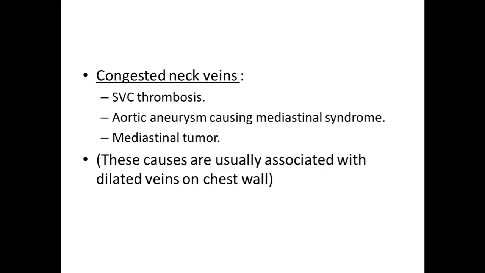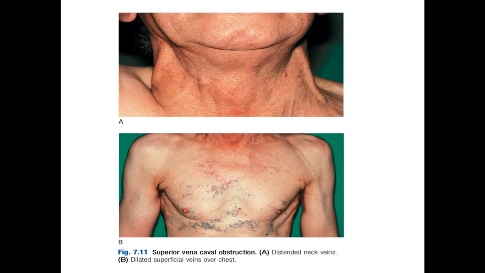In case of congested neck veins, consider superior vena cava thrombosis, aortic aneurysm, or mediastinal tumor. Usually this is associated with dilated superficial veins in the chest wall. This is a case of dilated superficial veins in the anterior chest wall and superior vena cava obstruction. This is congested veins bilaterally, as we noticed here.